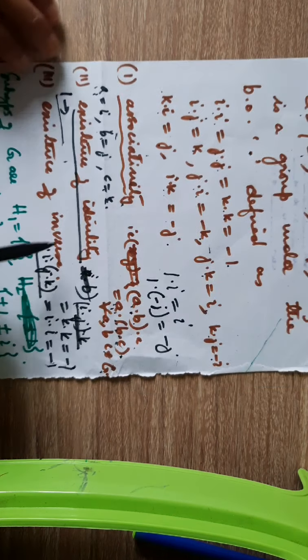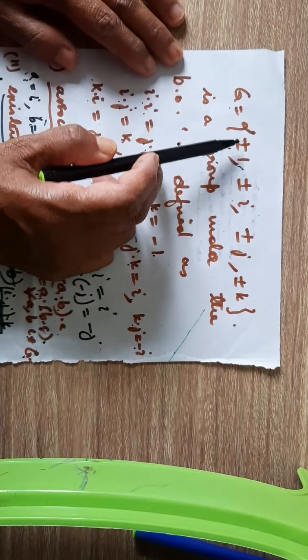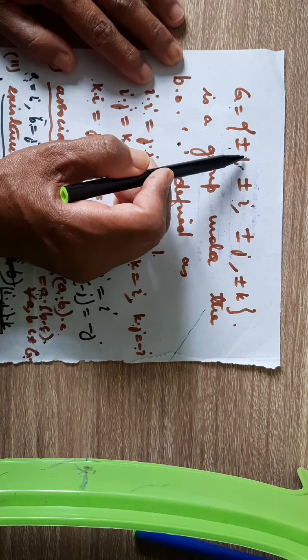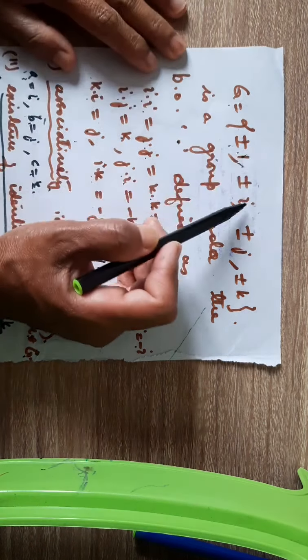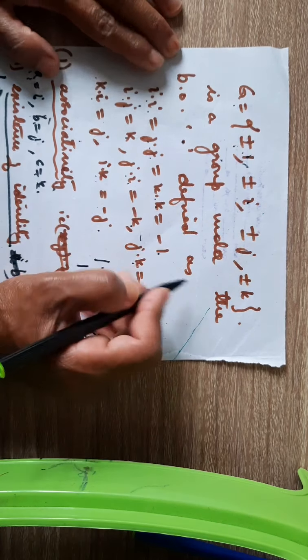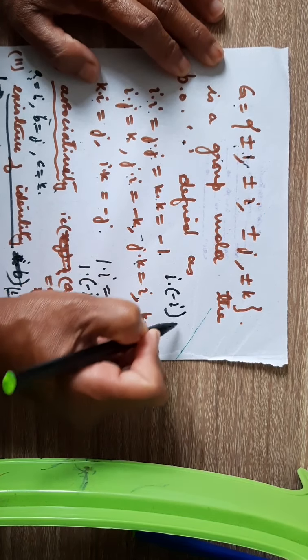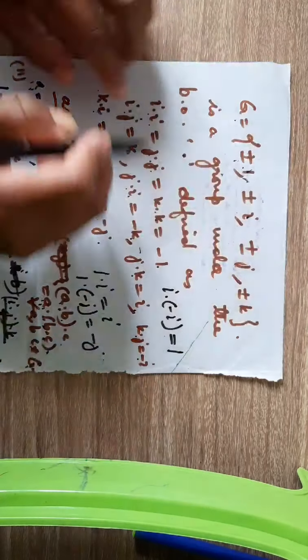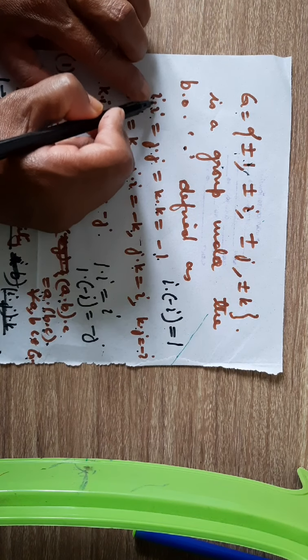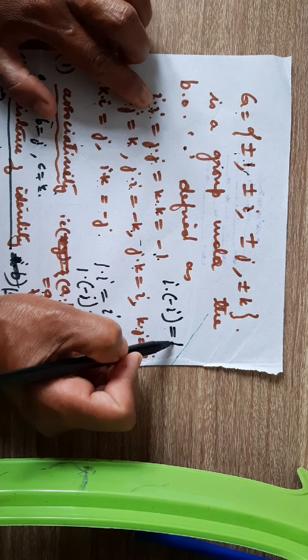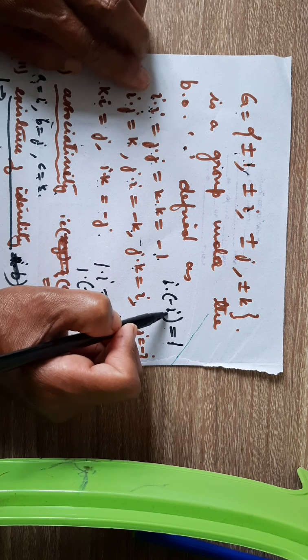Existence of inverse. That means every element of G has an inverse in itself. For example, the inverse of 1 will be 1 itself. The inverse of minus 1 is minus 1. The inverse of i is minus i, because i dot minus i gives you 1, the identity. Since i dot i is minus 1, if you take the dot product of i with minus i, that gives you 1, the identity. So the inverse of i will be minus i.